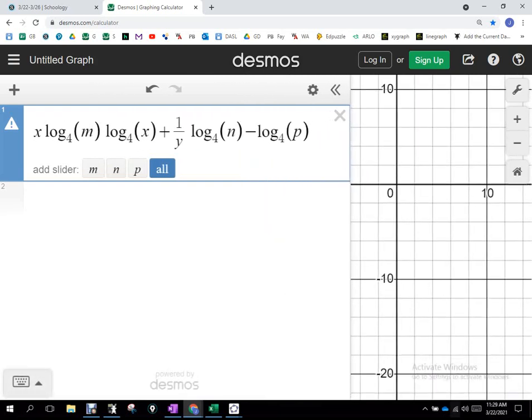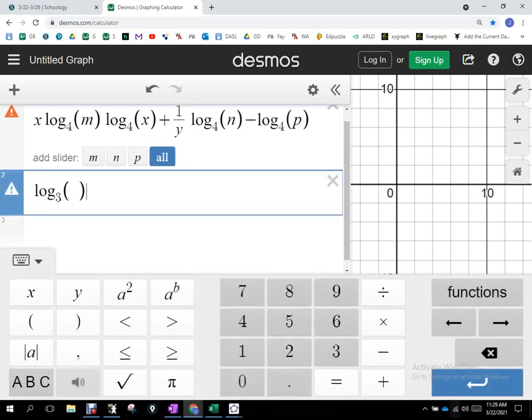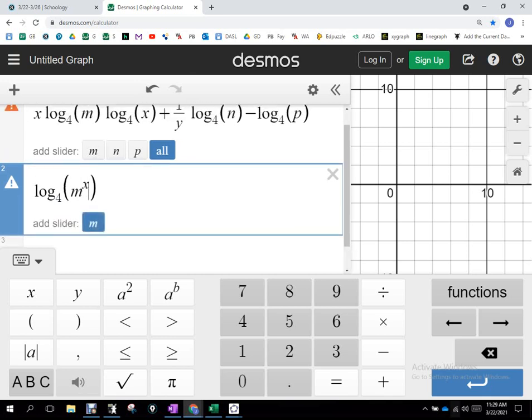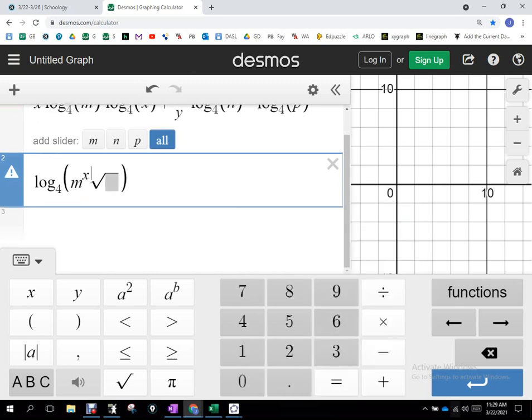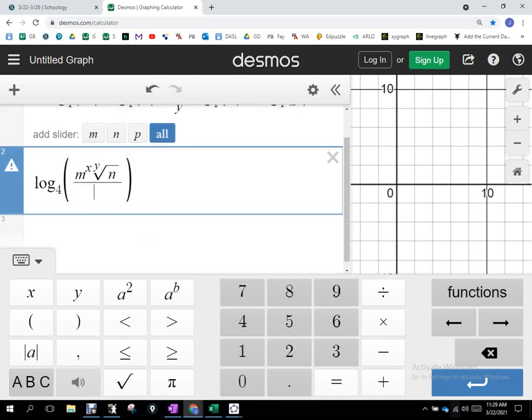Okay. Now, because it's got x in here, it's not graphing anything over here because I haven't told it what m, n, and p need to be. Okay. But when we were done, we had log base 4. Okay. We went m to the x. Now, I'm going to type it in as a square root, not square root, a y root. So I go there, but put a y right there, and then n, divided then by p.